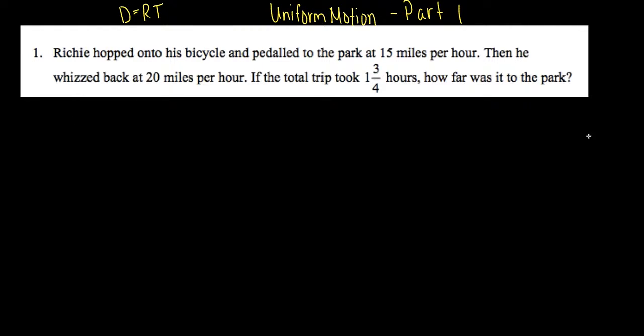So looking at this problem, let's read it. Richie hopped onto his bicycle and pedaled to the park at 15 miles per hour. This is a rate. Then he whizzed back at 20 miles per hour. This is another rate. And the total trip took 1 3/4 hours. This is a time. And the question is, how far was it to the park? So what we're looking for is distance, and we're going to want our answer to be distance in miles because we're talking about miles in this problem.